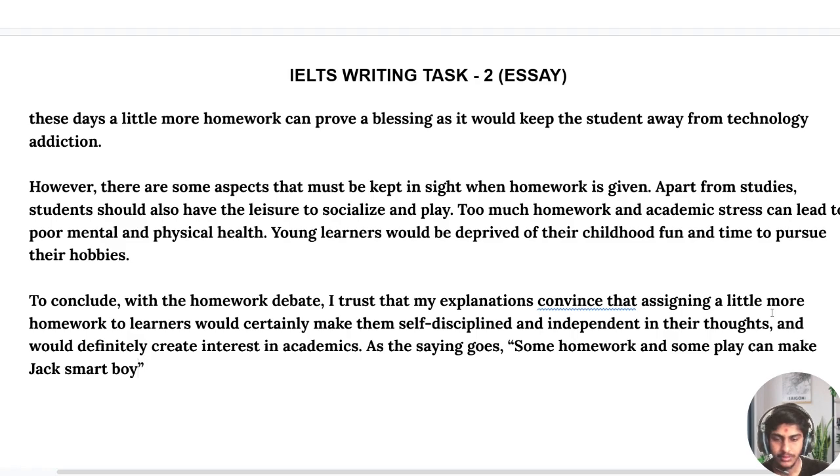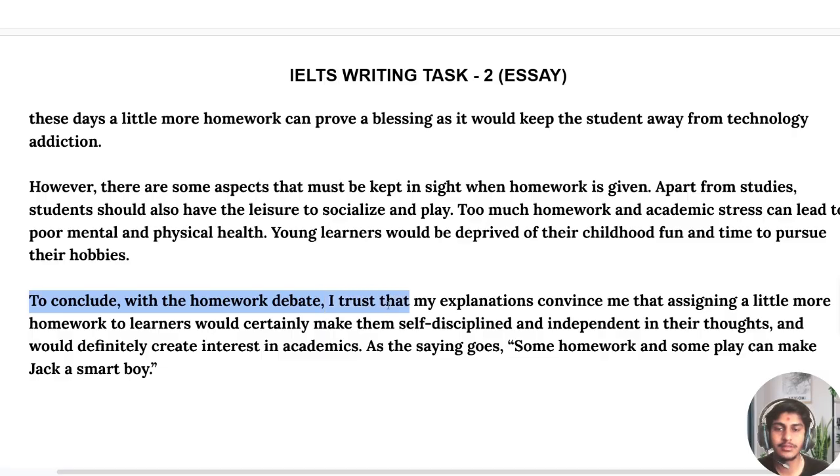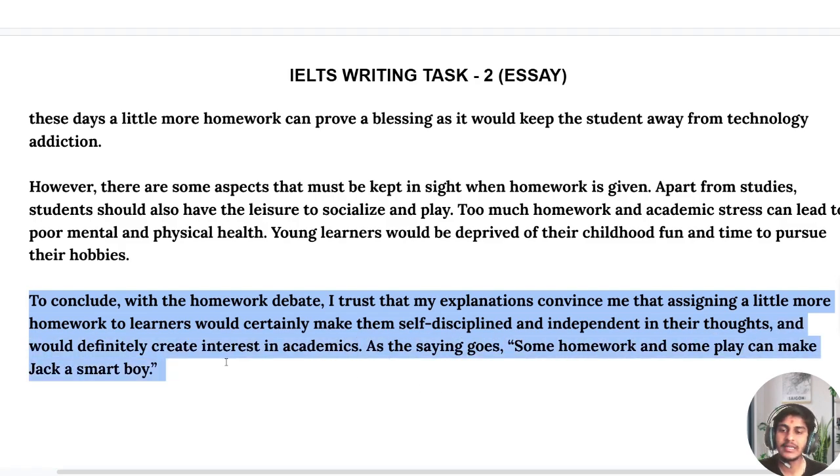To conclude, with the homework debate, I trust that my explanation convinced me that assigning a little more homework to learners would certainly make them self-disciplined and independent in their thoughts, and would definitely create interest in academics. As the saying goes, some homework and some play can make Jack a smart boy.